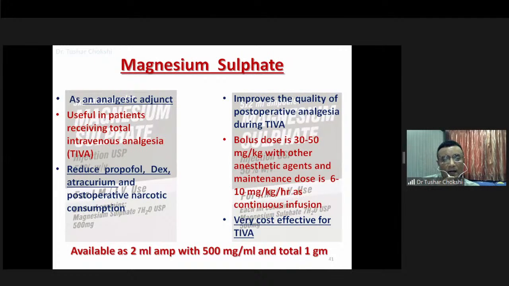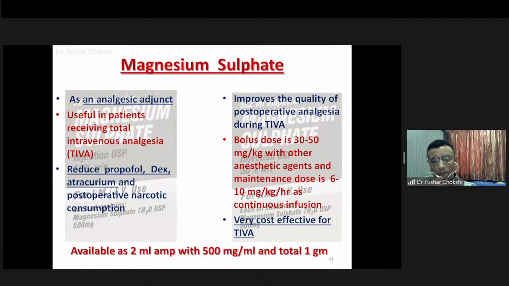One of the versatile drugs, old wine in a new bottle, is magnesium sulfate. It's a main agent in TIVA, or even in any practice, like if you are giving spinal anesthesia, or any sort of anesthesia, I will recommend using magnesium sulfate. It's an analgesic adjuvant useful in patients with recent total intravenous anesthesia. It reduces propofol, dex, and atracurium, and it improves the quality of postoperative analgesia.